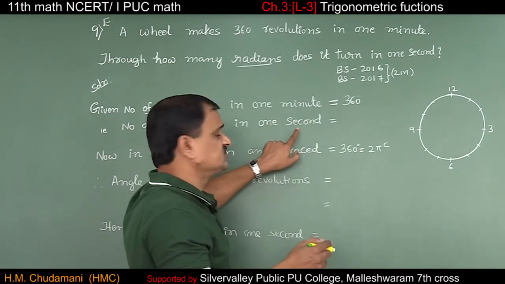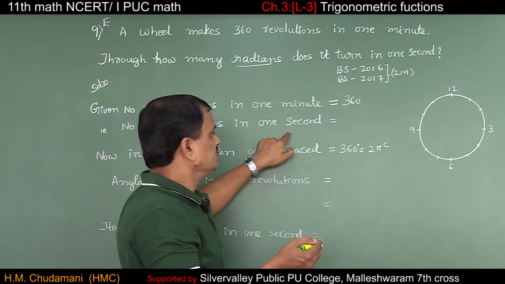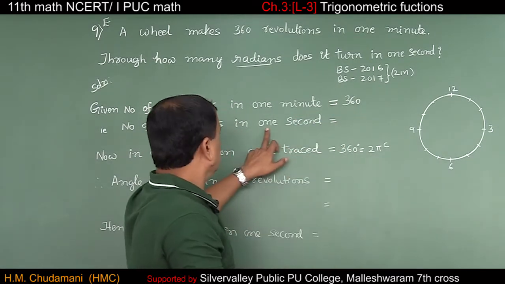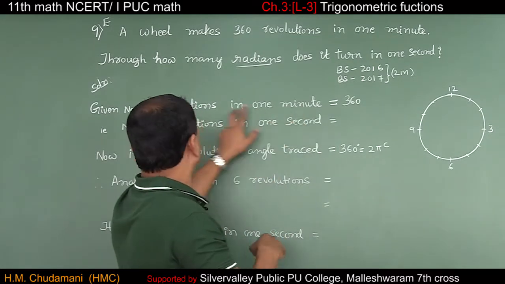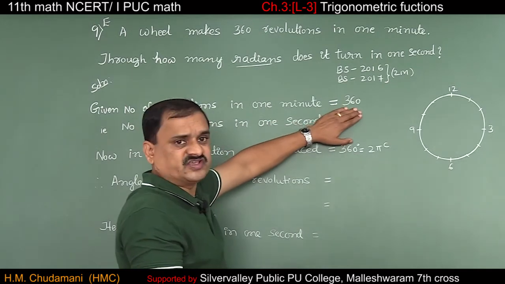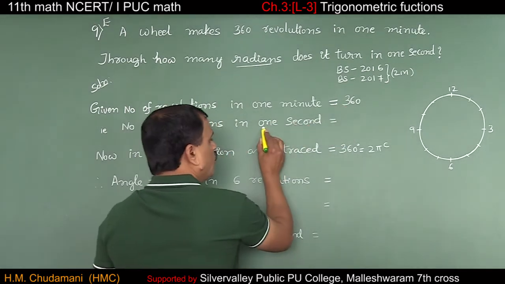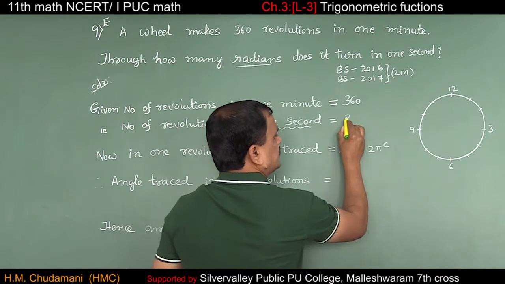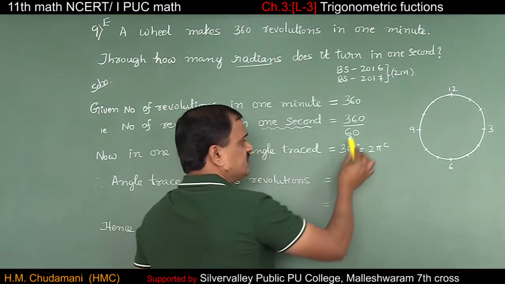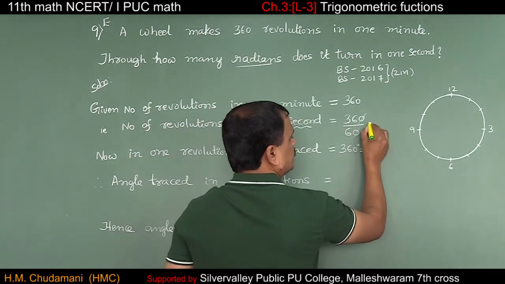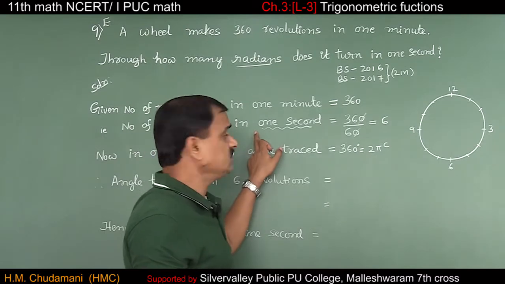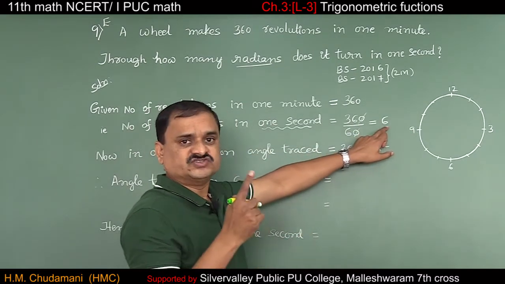1 minute is 60 seconds. Correct. So in 1 minute 360 revolutions, that is the same as number of revolution in 60 seconds is 360. So in 1 second, 360 divided by 60, which is nothing but 6 revolutions. Number of revolution in 1 second will be 6.